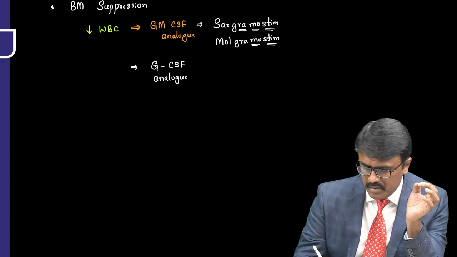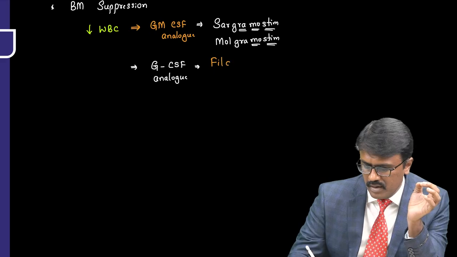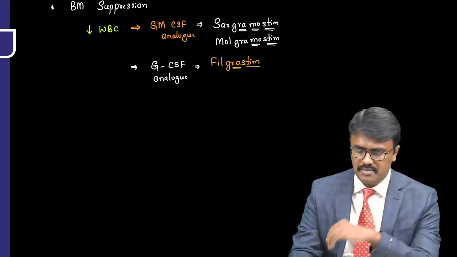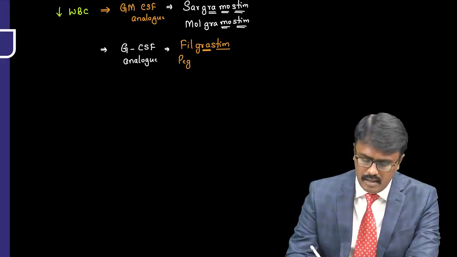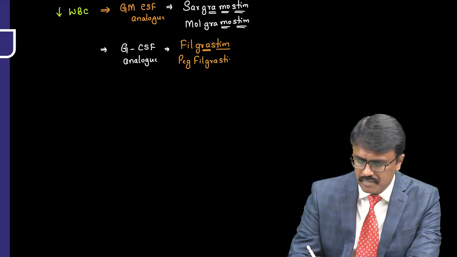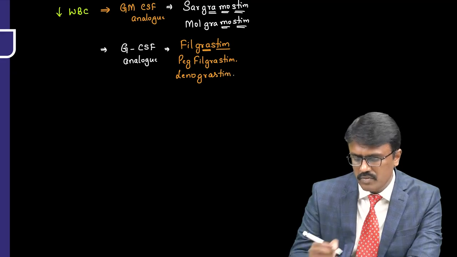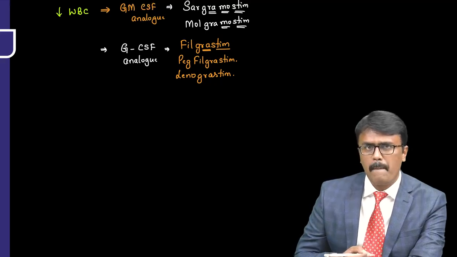And the name of it is called filgrastim. So granulocyte stimulator, G-CSF. If you add PEG to that, this becomes longer acting. It is called pegfilgrastim. Then we have one more grastim that is called lenograstim. These are used whenever the WBC comes down or the neutrophil comes down.